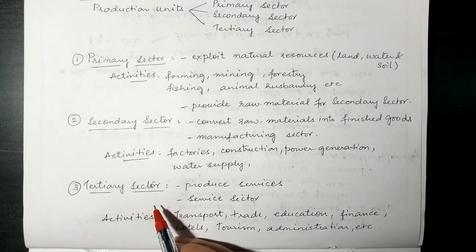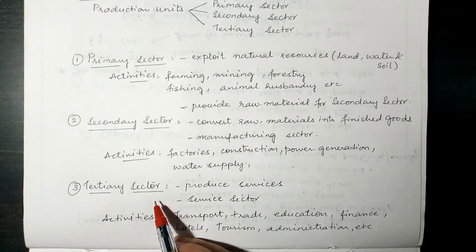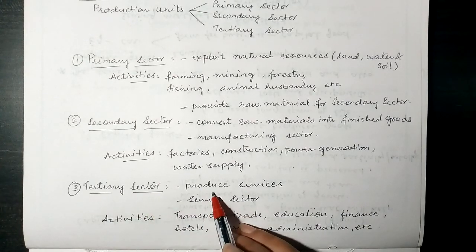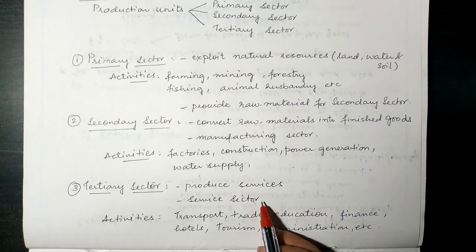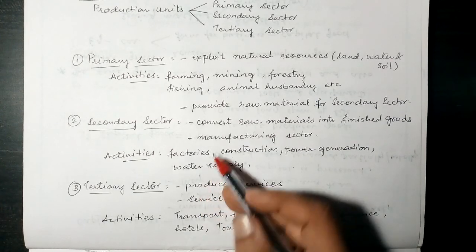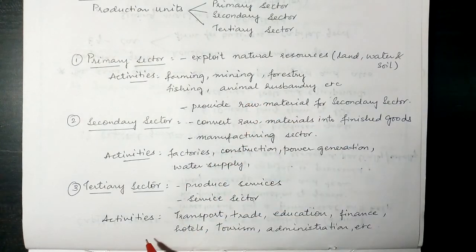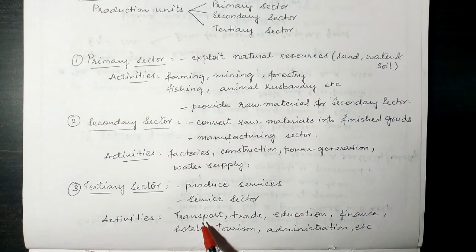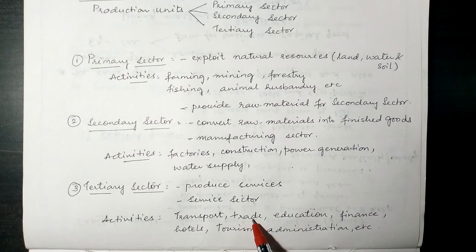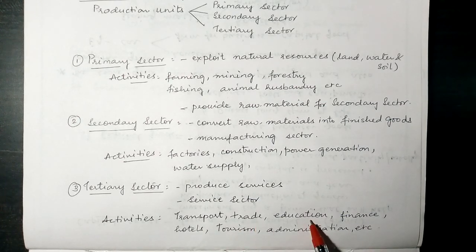Then the tertiary sector. It is otherwise called the service sector because it produces services. It depends on the secondary sector as well as the primary sector. The activities here include transportation, trade, education, finance, hotels, tourism, administration, etc.